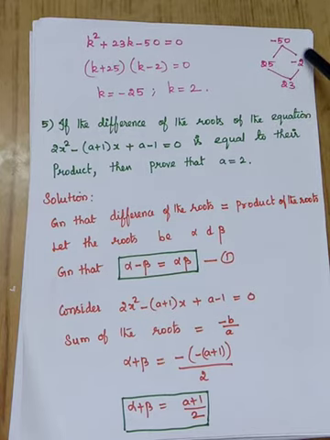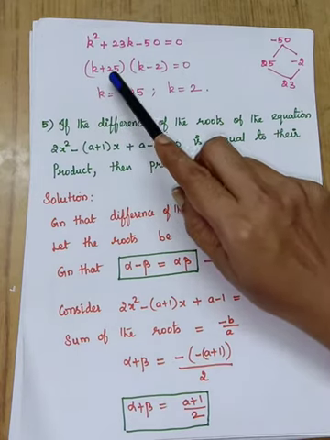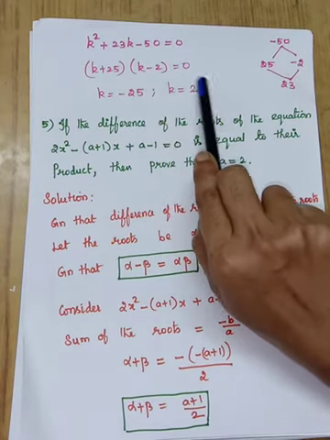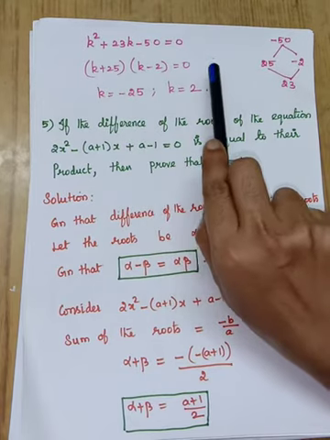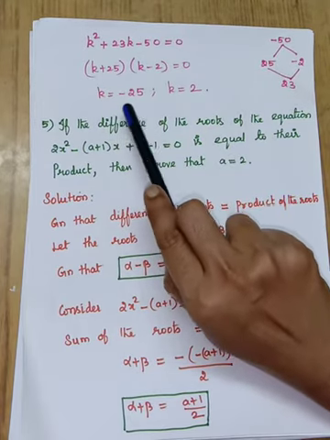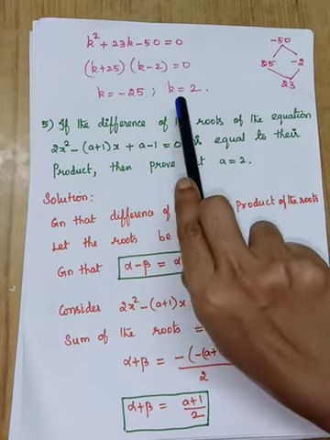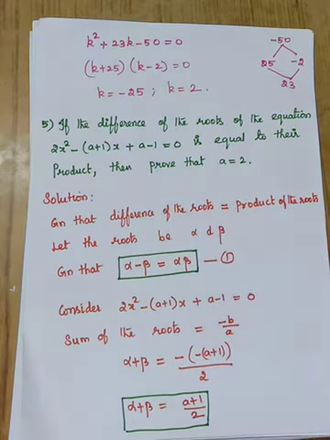So how you can write this as k plus 25 into k minus 2 is equal to 0. So k plus 25 is equal to 0 means k is equal to minus 25. And k minus 2 is equal to 0 means k is equal to 2. So we have proved the fourth problem. So come to the fifth problem.